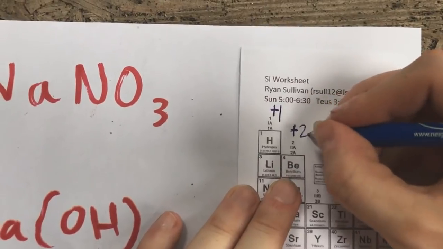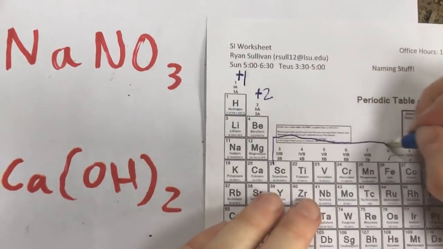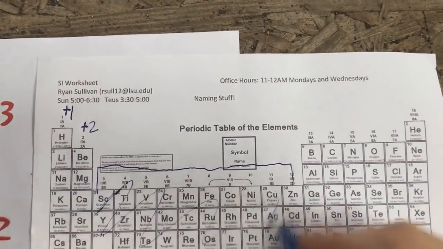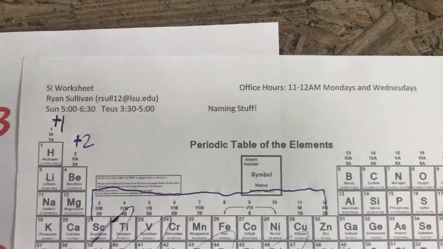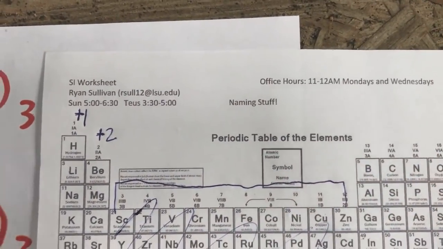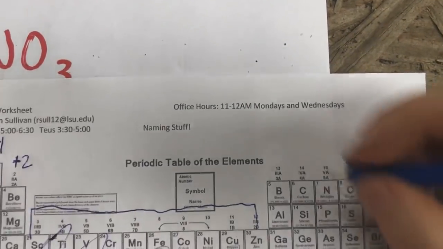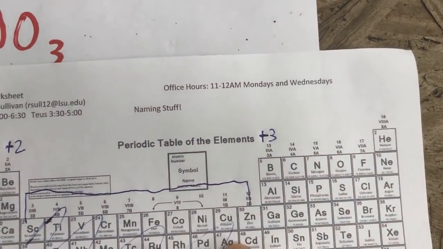The second column has a +2 charge. We skip over this whole blank here. All of these, I don't really care about them. Those are called transition metals. As far as charges at the top of their column, it's not really relevant because it can be all kinds of things. This column is +3.